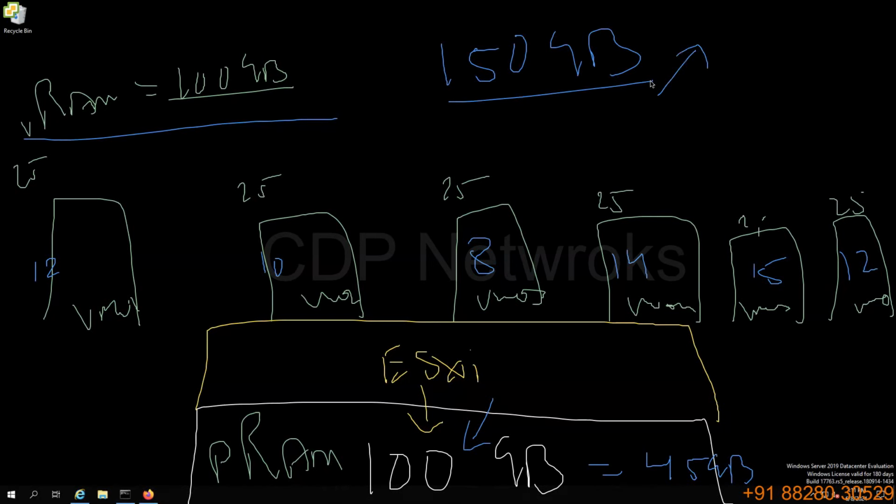Because VMware gives you a flexibility called overcommitment. Overcommitment means you can allocate more than what you have. Why can you allocate more? Because you know that your virtual machines will not be using all the RAM which is allocated to them. That is why you can overcommit. Overcommit is a scenario which is very common in VMware.